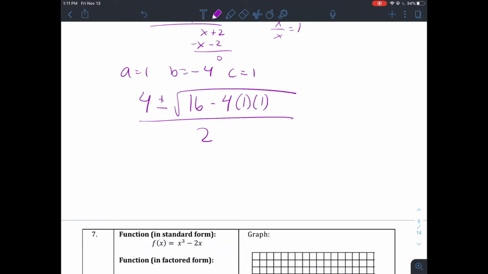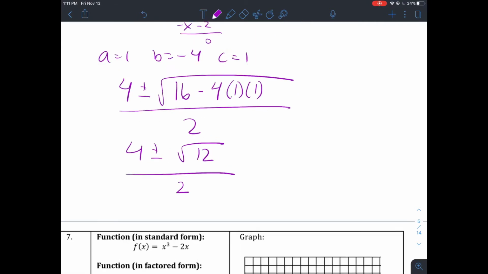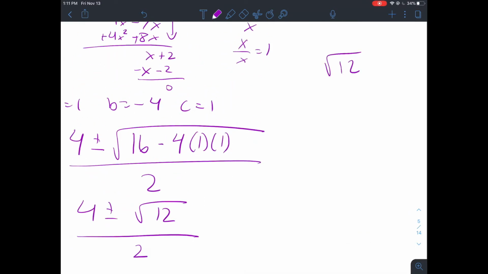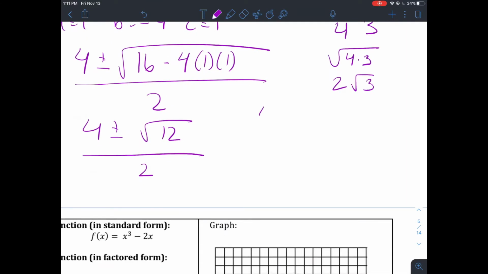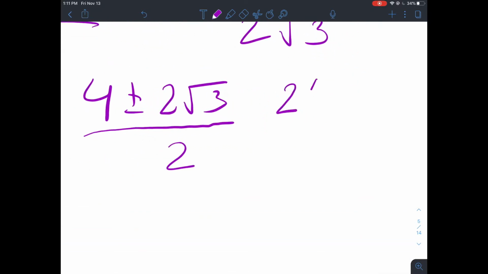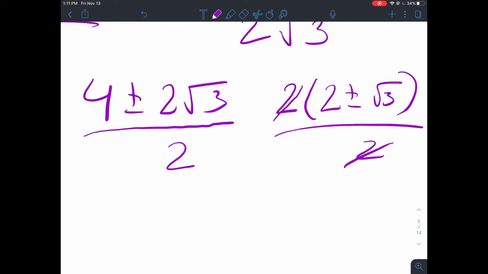So we're going to get 4 plus or minus root, and what you're going to get there is 12 all over 2. Now we are not done here. We have to break down the 12. So think about how we break down a root 12. We can break that down into 4 and 3. Square root of 4 times 3, a 2 comes out. You get 2 root 3. So now we've got 4 plus or minus 2 root 3 all over 2. Now, this isn't wrong, but we can simplify this a little bit more. We're going to take a 2 out. We get 2 plus or minus root 3 all over 2. Cancel that out. Your answer here is 2 plus or minus root 3.